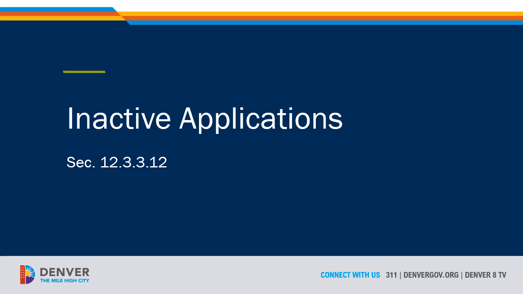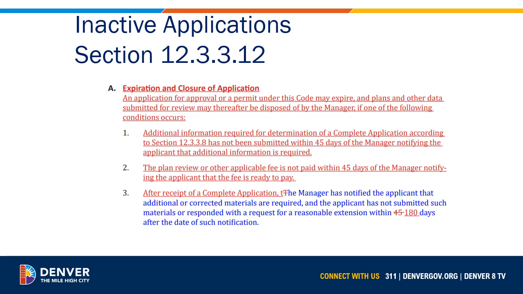This section covers inactive applications, which is a subsection of section 12.3.3, the submission of applications procedure. This section clarifies standards for the expiration and closure of zoning applications due to inactivity by the applicant. This aligns the zoning code's thresholds with the Denver Building Code thresholds for closing out inactive applications to the maximum extent possible. We've reorganized the section with headings to make it easier to navigate.